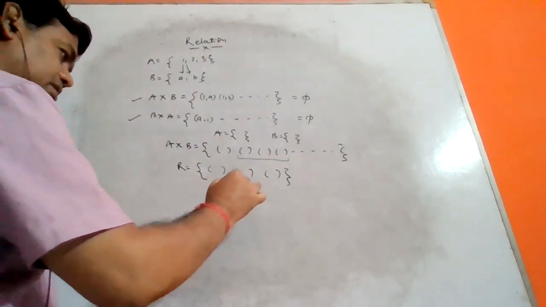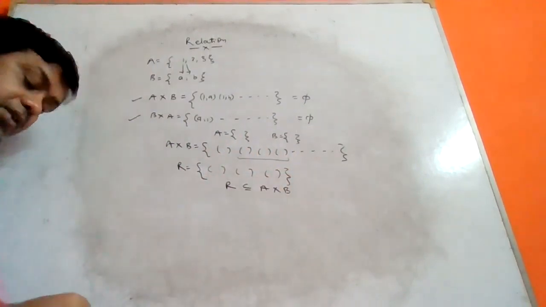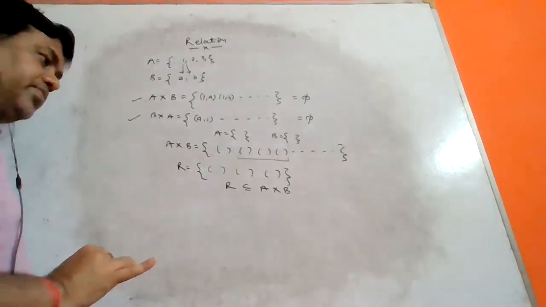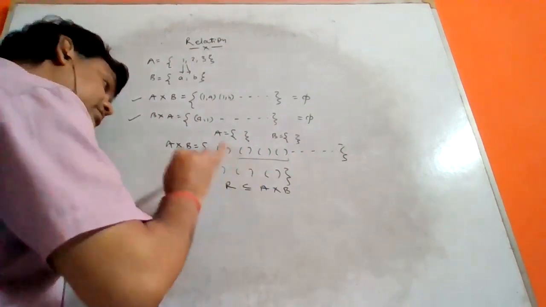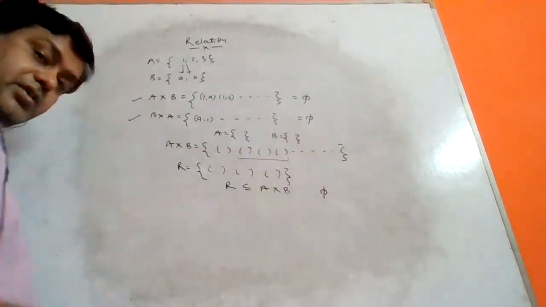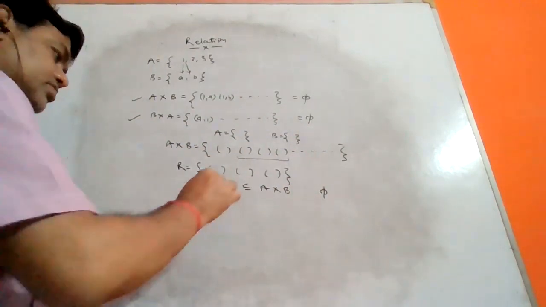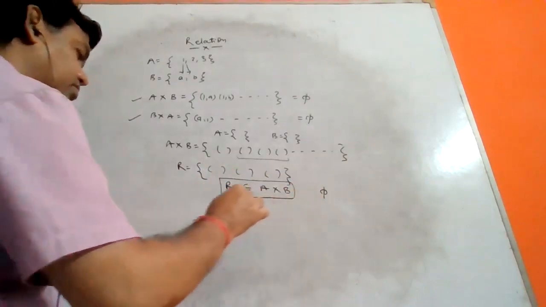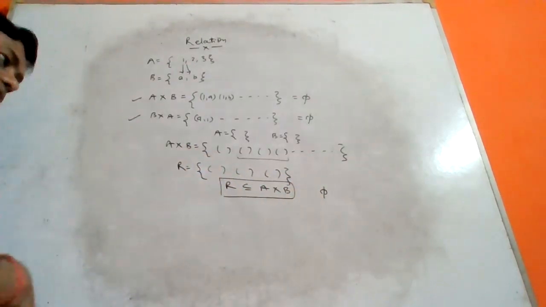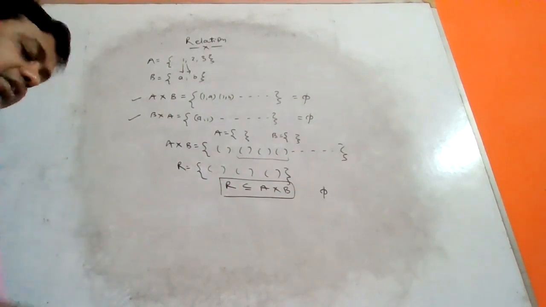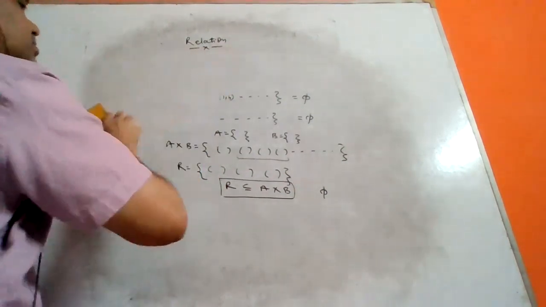So relation R is a subset of the Cartesian product of A and B, where A and B are two non-empty sets. If any one of them is empty, then the relation will be empty. This is the first condition, right? So this is part of the definition of relation. So a relation happens when A cross B is possible, when these two sets A and B are non-empty sets. This is the first thing.